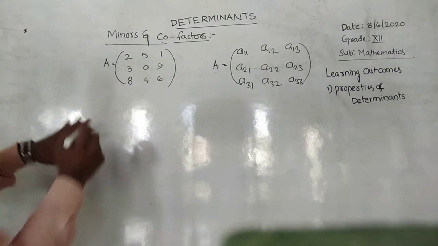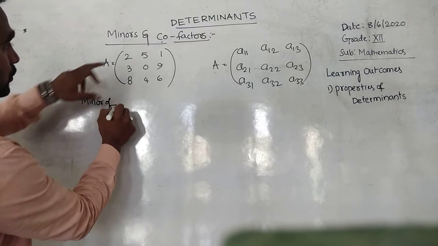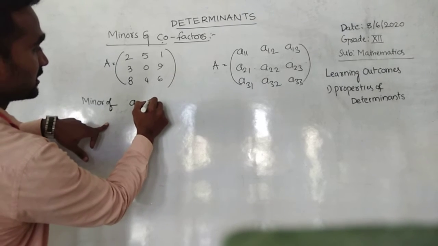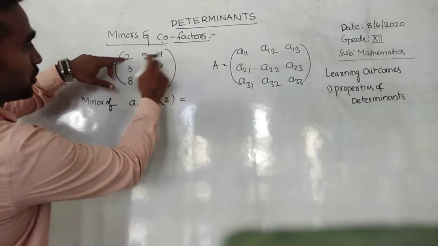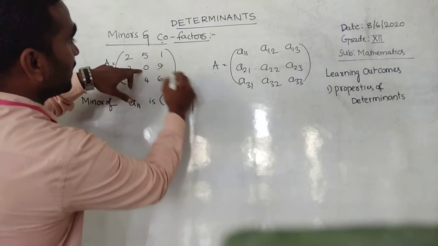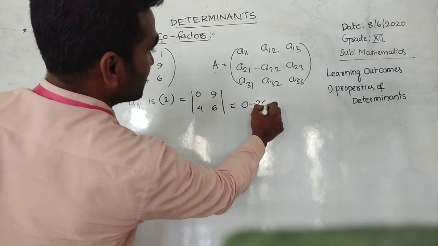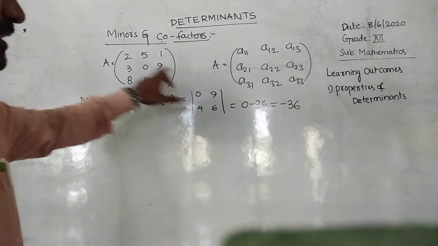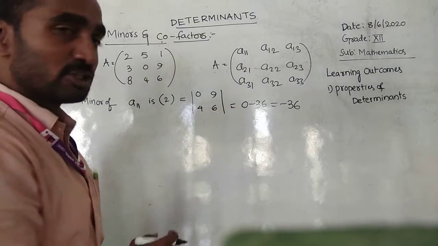What is meant by minor? First of all, the minor of the first element, minor of a11. The minor of a11, that means the minor of 2, is: remove this row and this column, and the determinant obtained by the remaining 4 elements 0, 9, 4, 6. So its value is 0 minus 36. So the minor of 2, the minor of a11 element, is minus 36.